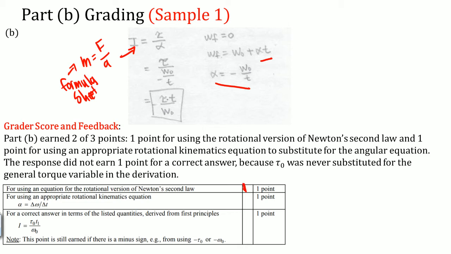And then they substitute it. The response did not earn 1 point for the correct answer because this was never substituted. So that's not here. They did not earn that. That's 0. And they did earn 1 point for using the rotational kinematics equation, which is this, which matches the second criterion right here for using the appropriate kinematics equation.